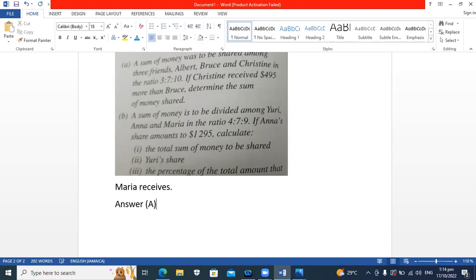So you notice this question is structured a little bit different, not true? Yes, sir. It says a sum of money was to be shared among 3 friends, Albert, Bruce, Christine, in the ratio 3 to 7 to 10. If Christine received $4.95 more than Bruce, determine the sum of money shared.